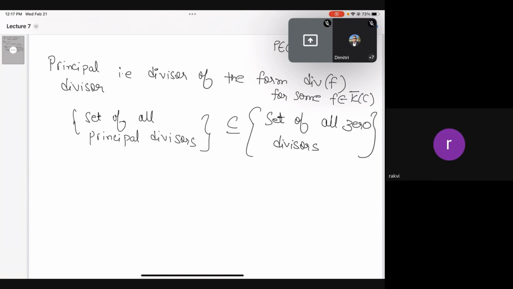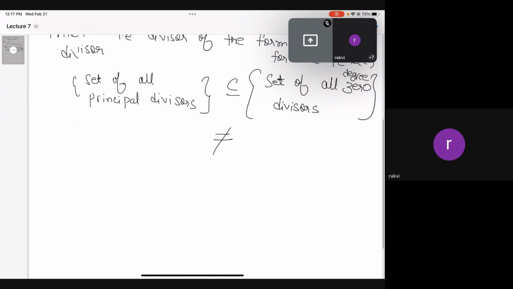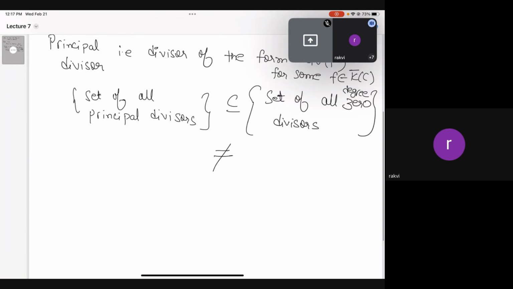So the set of all principal divisors is contained in the set of all degree zero divisors. But these need not be equal. If I take any random divisor that turns out to be degree 0, there is no reason that it should come from a function, from the zeros and poles of a function. So let me define this. Obviously, everything is contained in the set of all divisors.